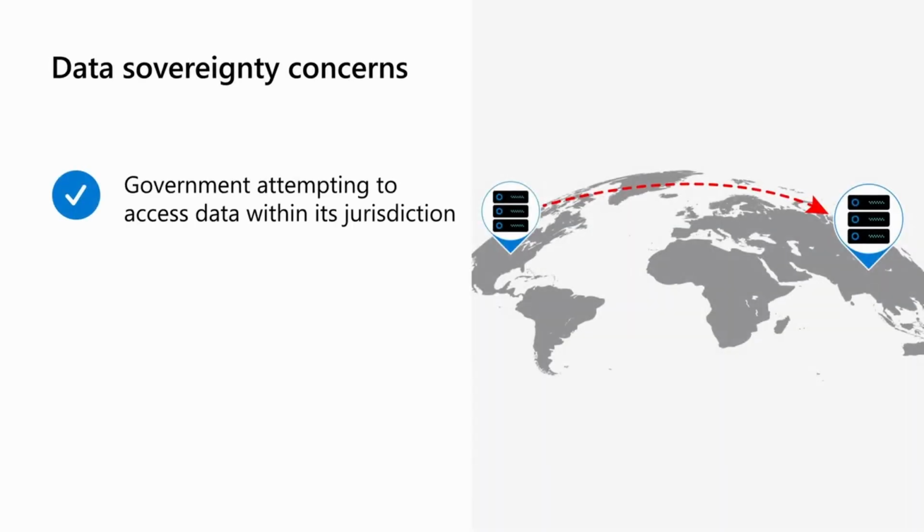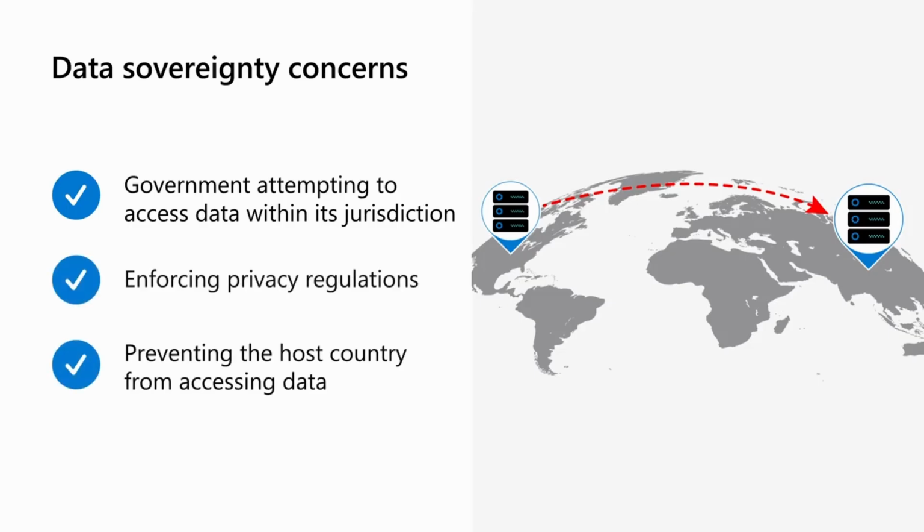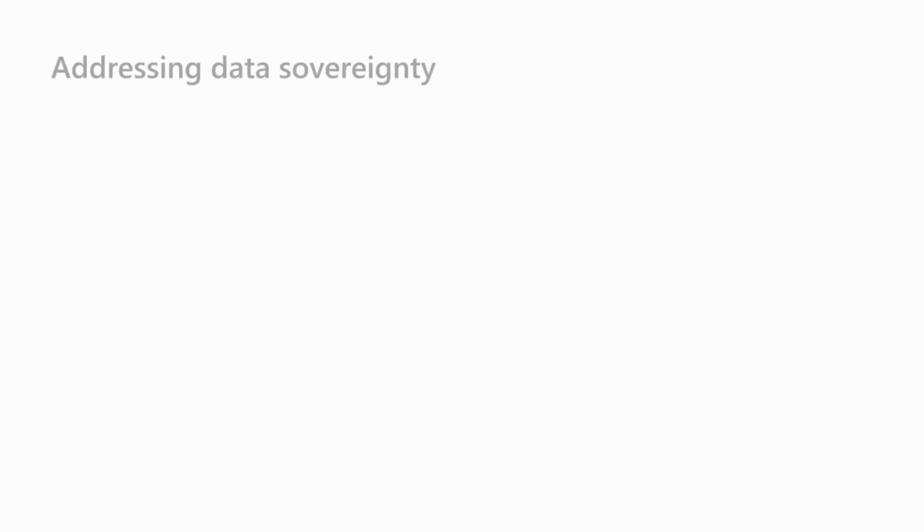The government of a foreign country or region may attempt to access data stored within its jurisdiction, even if the data belongs to individuals or organizations from another country. Enforcing privacy regulations and preventing the host country or region's government from accessing data are key concerns associated with data sovereignty. How does Azure address data sovereignty?